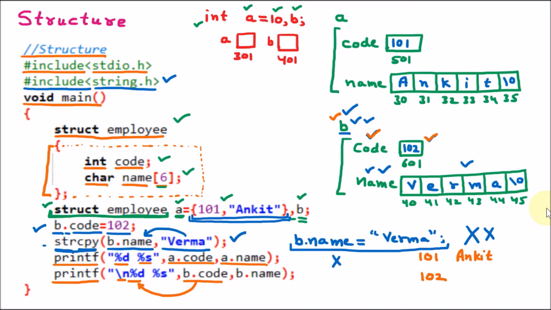Now afterward we have %s, that is for the string. So b dot name. We know that b is the structure variable or the object, and it has the second element, that is name. So here the name we have is Verma. That name Verma is going to be displayed with the help of %s. So this is how we get the output on the screen. So this is how we can define, declare and initialize the structure. So that is all about the structure.